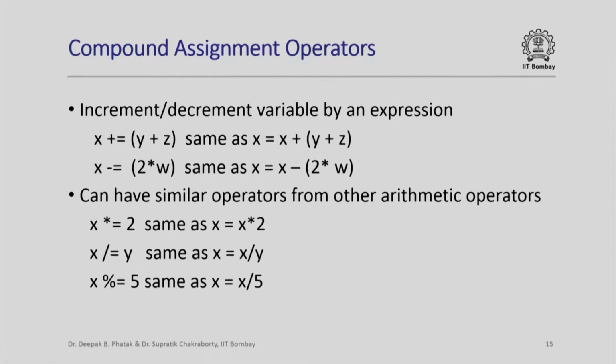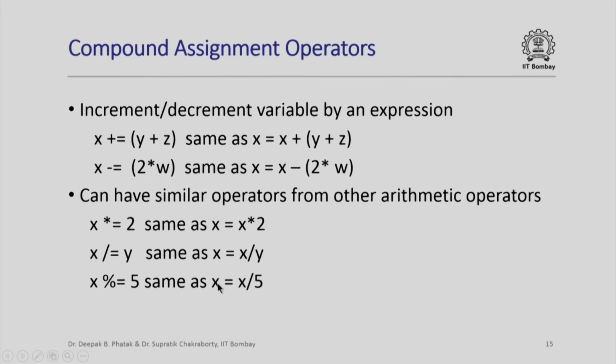Now just like the increment decrement operators, we can have compound assignment operators, which basically increment or decrement the value of a variable by an expression. So I could write something like x plus equals y plus z. This is just a shorthand for x is assigned x plus y plus z, or I could write x minus equals 2 star w, which is the same as x is assigned x minus 2 star w. So this whole thing is an expression, it has this side effect, and the type and value of this expression is the same as that of x after this assignment happens. Similarly, I could have compound assignment operators with multiplication, division, and also remainder, and the interpretation is exactly as you would expect.